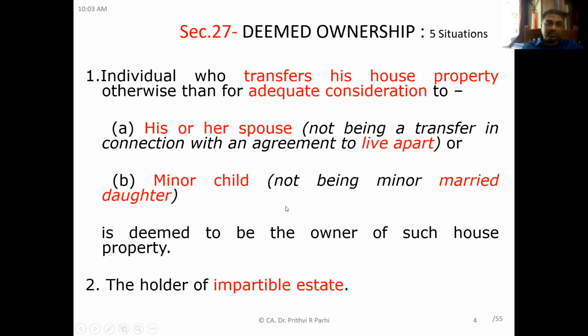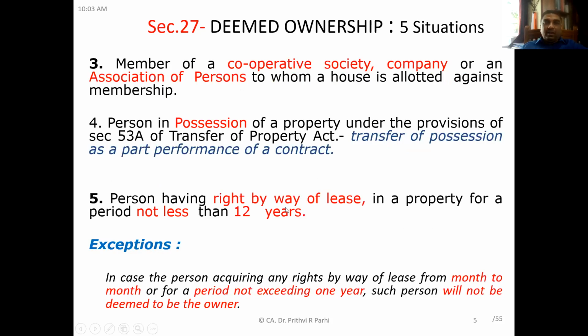Situation 3. The third situation under the deemed ownership concept is a member of a cooperative society or company or an AOP, that is, association of persons, to whom a house is allotted as a member. Sometimes what happens, a group of people form a company or a cooperative society. Everybody becomes a member. And they purchase land in the name of the cooperative society. They construct a building and each member is allotted a house. That means because of his membership of the cooperative society or the company, he is given a house.